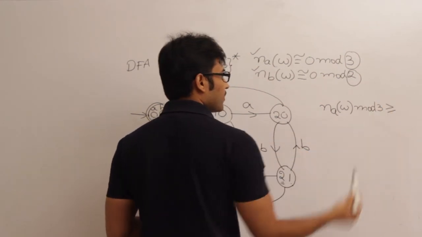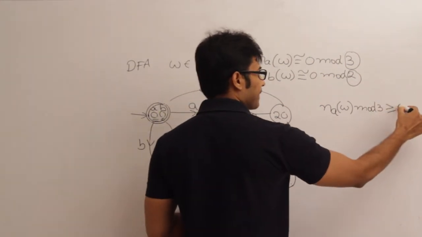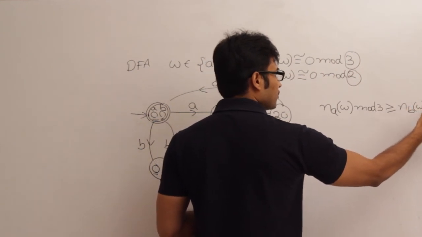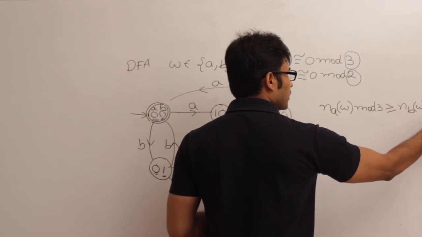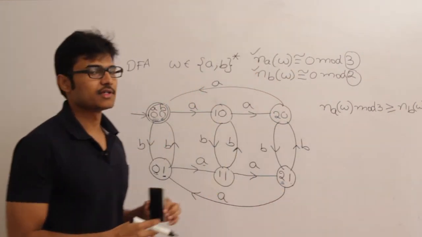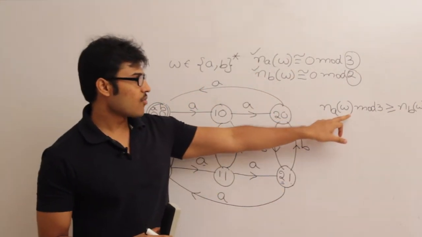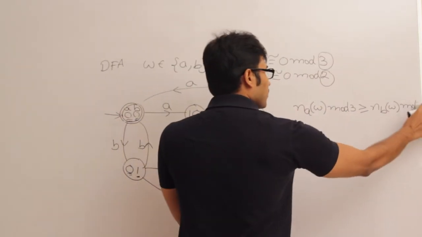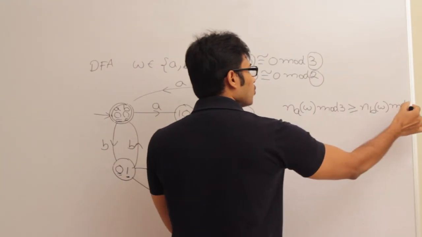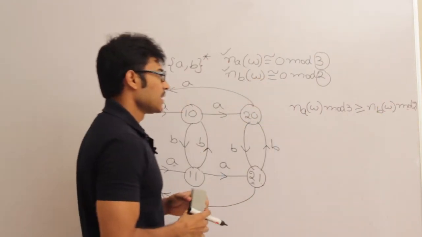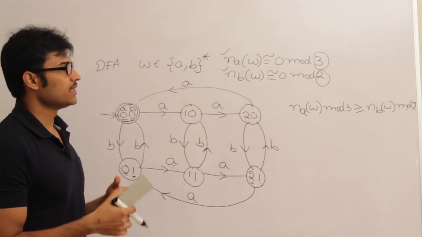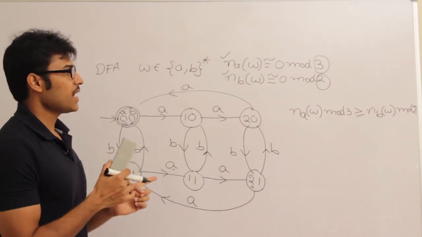Okay, now if they ask like this, the question is number of A's in W mod 3 is greater than or equal to number of B's in W mod 2, which means what are the states in which A's are more than B's taken mod 3 and mod 2.